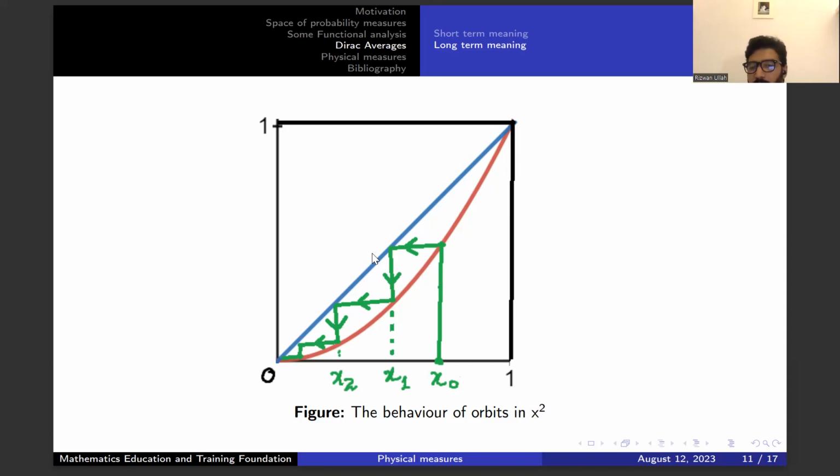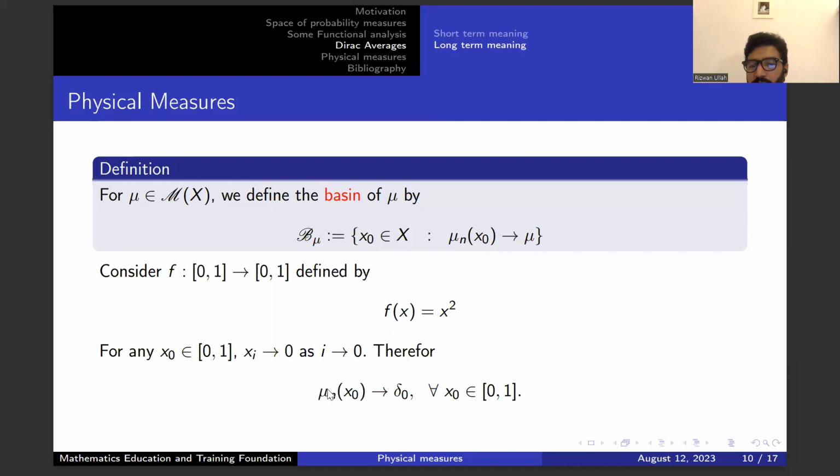But now we are looking for the points which lie in the basin. So we saw that the Dirac averages, this is very easy to understand, you just need to do a little bit of computation. So the Dirac averages at every point x naught are converging to the Dirac delta at the point 0.